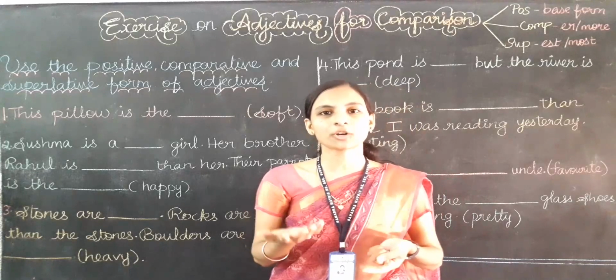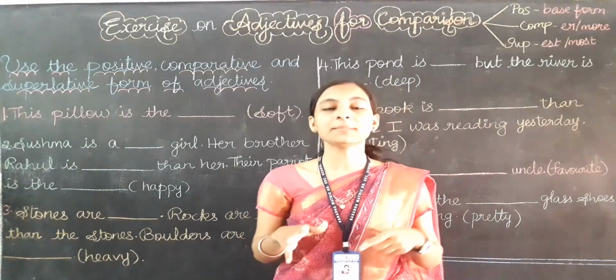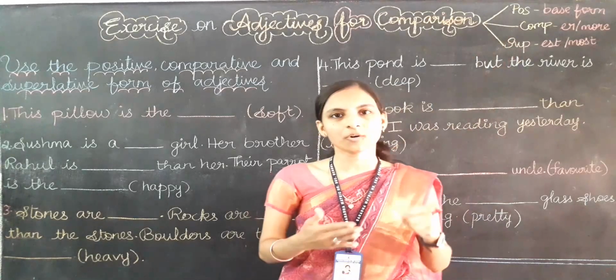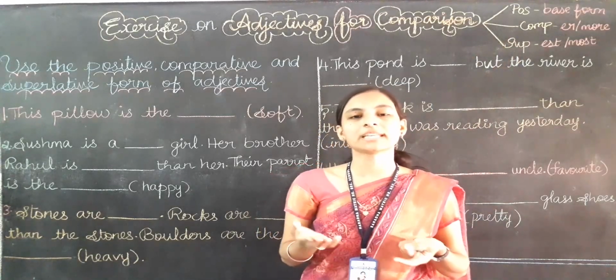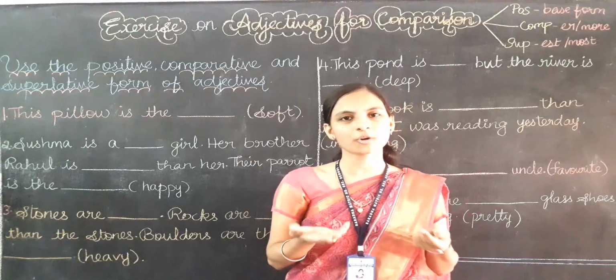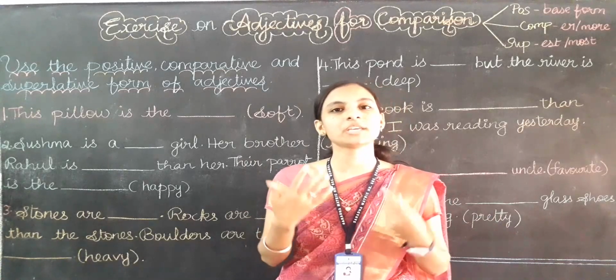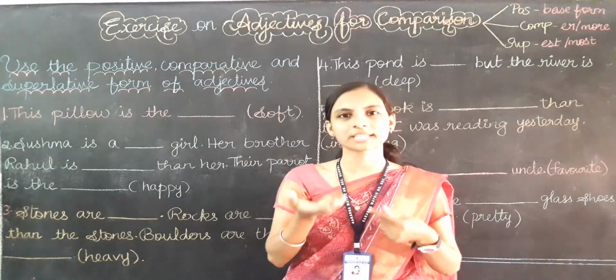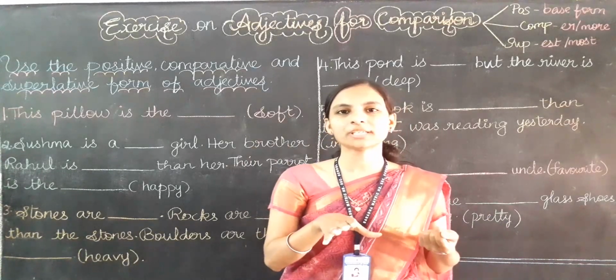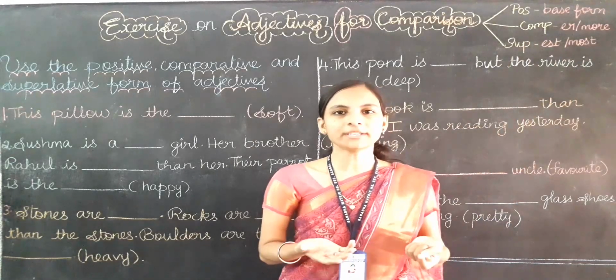What is positive degree? That is positive form. When we are talking about a person or thing without any comparison, that belongs to positive degree. In positive degree we don't make any changes to the adjective, we just write it in a normal way only. So that is called the base form. When we use only the base form, whatever adjective is given, we apply it directly to the sentence, that is positive degree.